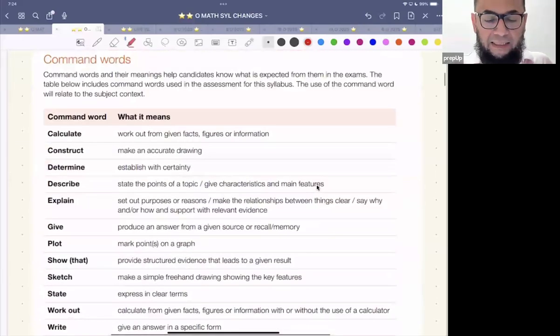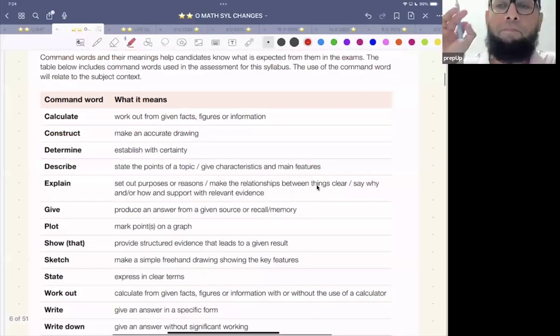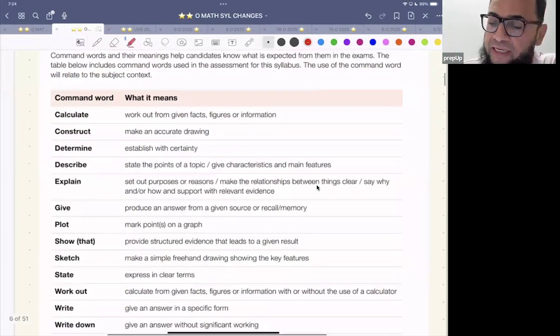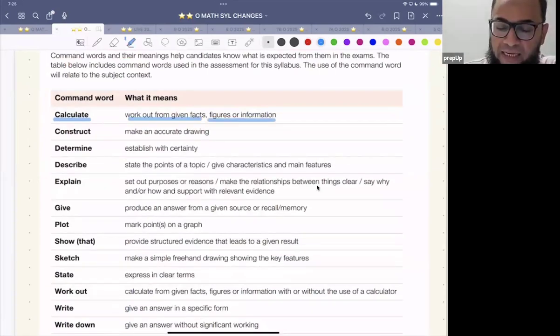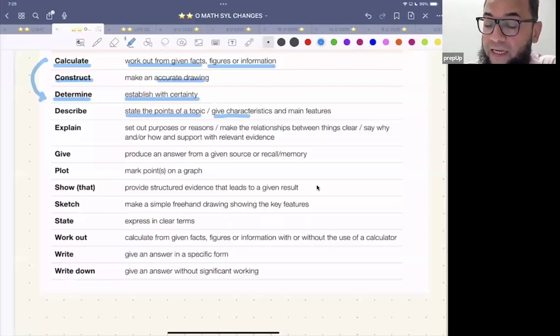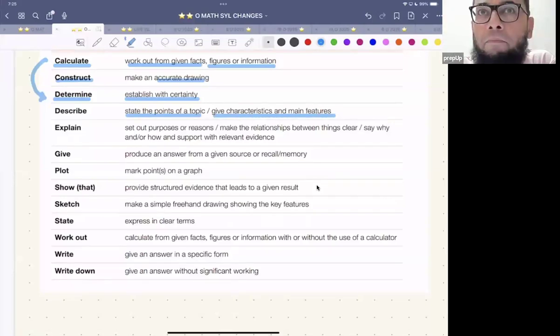Then there are certain things about command words, and Cambridge pays a lot of emphasis on this. When the word calculate is used, that means work out from the given facts, figures or information, construct accurate drawing, determine, establish with certainty. Calculate and determine are almost the same thing. Describe: state the point of a topic, given characteristics and main features. It's a circle with this center, with this radius. That is what the description is.